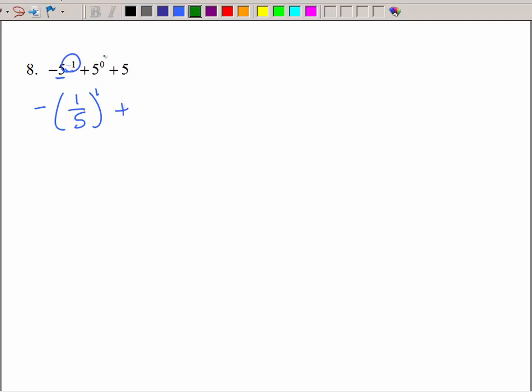Plus. Now what's anything raised to the power of 0? I heard you, 1. Plus, that's just regular old 5. Well, let's add together the stuff we know how to add together. Now 1 plus 5 is 6, right? Okay, and that's negative 1/5.